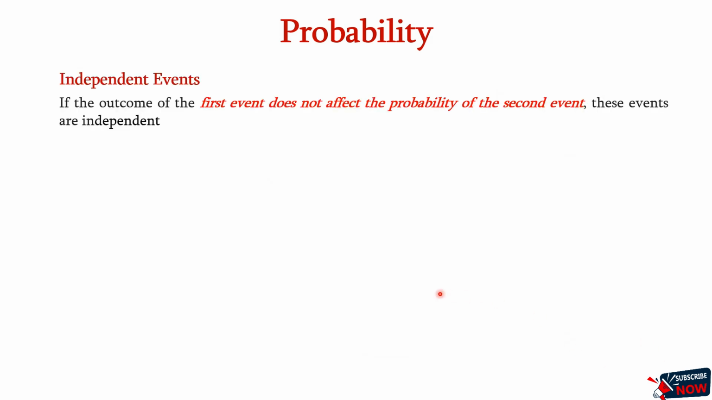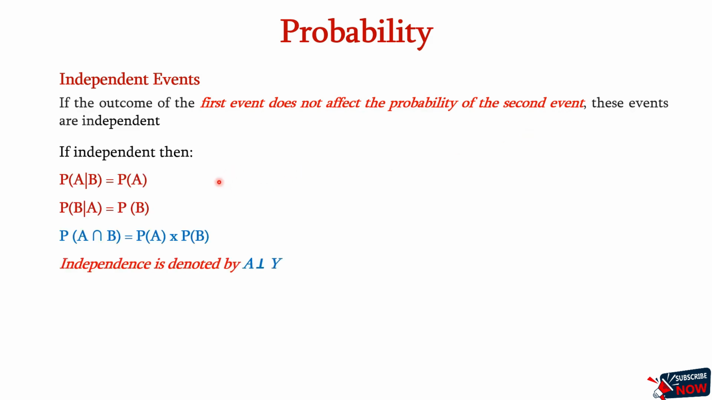Next, we have independent events. If the outcome of the first event does not affect the probability of the second event, then these events are said to be independent events. If the events are independent, then we can express the conditional probability P of A given B as just P of A, because there is no dependency between A and B. Similarly, P of B given A is just P of B. And the product rule can be written as P of A intersection B equals P of A times P of B, because there is no relevance between A and B. This independence can be expressed using the perpendicular operator.